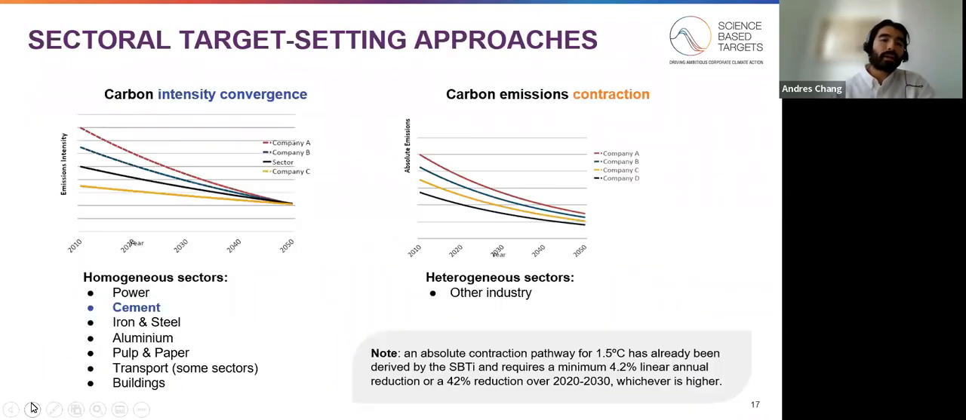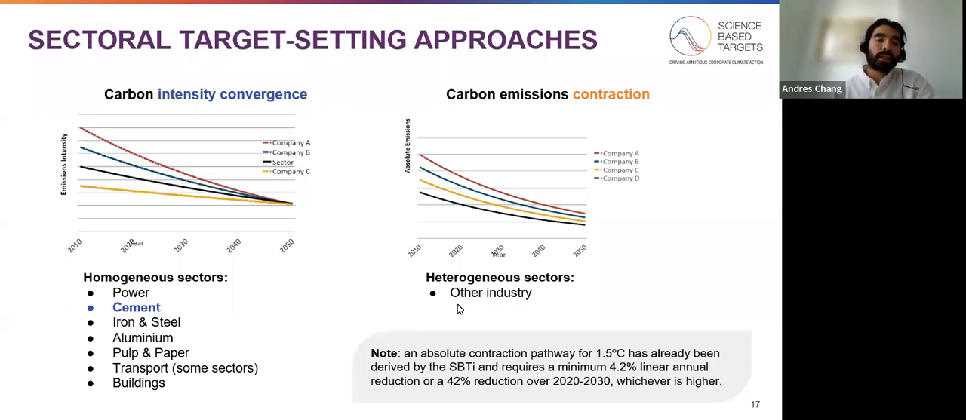The SBTi relies on two science-based target setting approaches primarily. There are other approaches that we allow for scope 3 targets. So those are targets that cover a company's upstream and downstream scope 3 emissions. But for targets that cover a company's own operations and their purchased electricity, there are two methods that we recognize. The first one is carbon intensity convergence. So this is based on all of the companies in a sector converging to a shared emissions intensity for the sector in a future year, such as 2050.